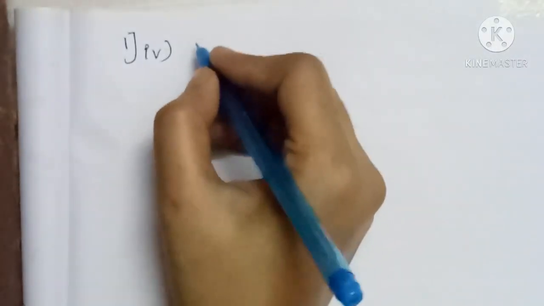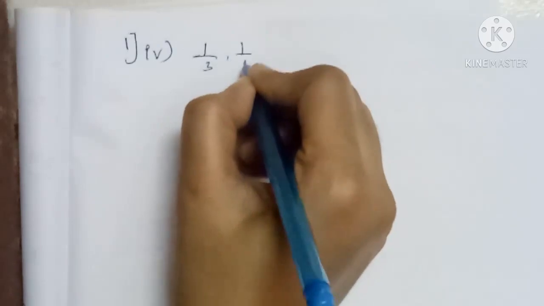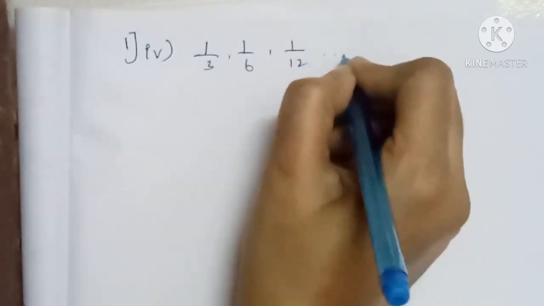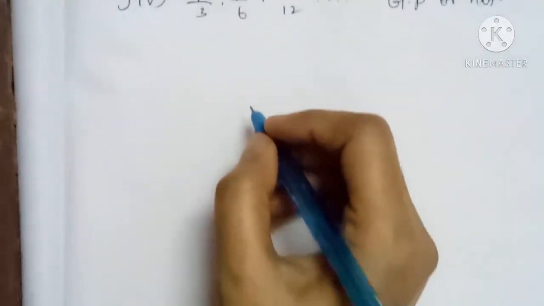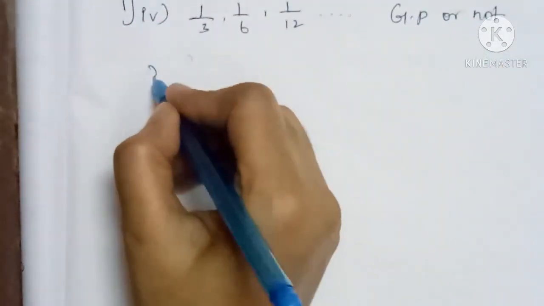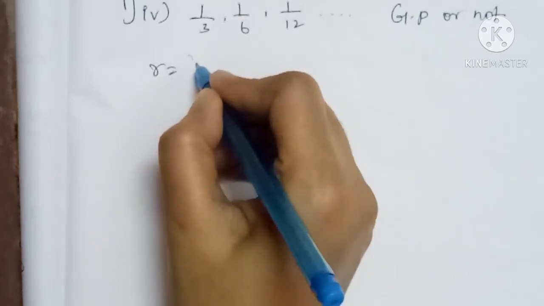Question number 1, subdivision 4: 1/3, 1/6, 1/12. Find whether it is GP or not. How to find whether it is GP or not? We have to find a common ratio R.